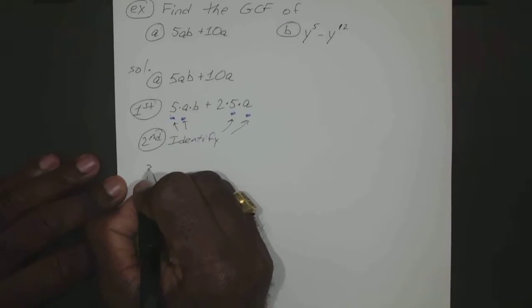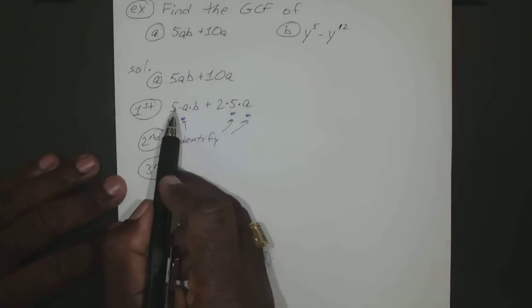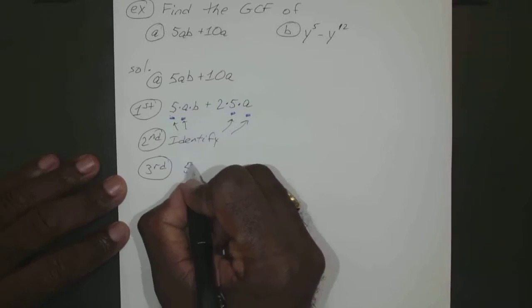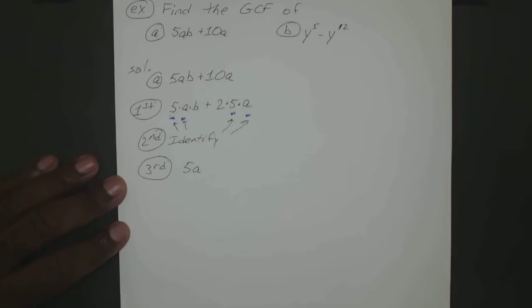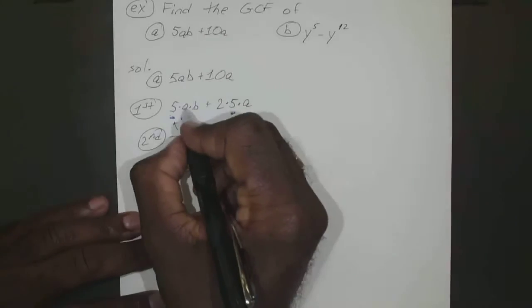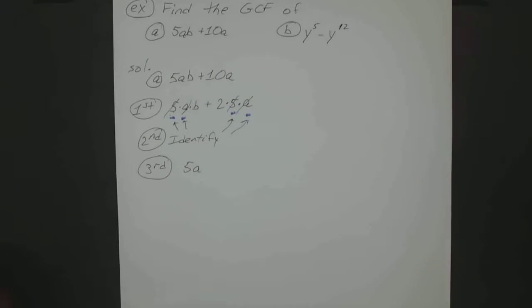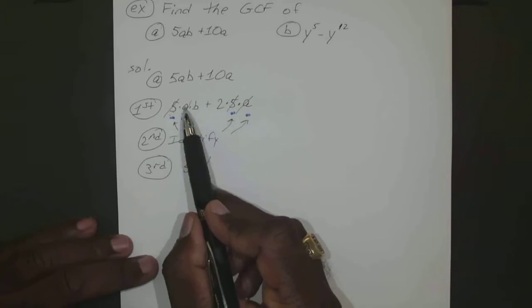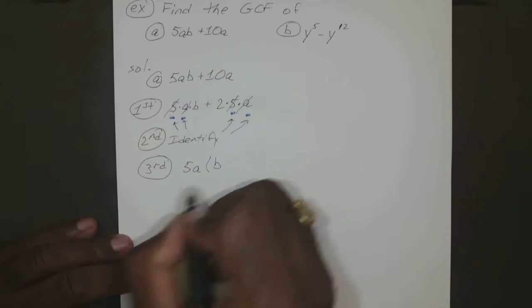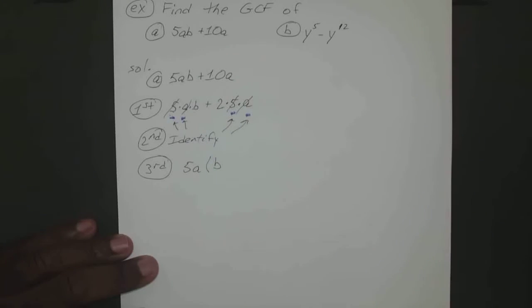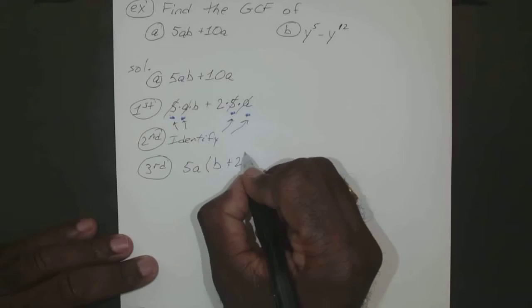Okay. Now, your third step, you're going to pull those out to the front. So since you have a 5 and an A here, you're going to have a 5 and an A there. Now, once you pull them out to the front, you're just going to cross them out. Okay? And remember, everything else lands inside the parentheses. So if you have a B here, after getting rid of the 5 and an A, then that B goes there. If you have a 2 here, after getting rid of the 5 and A, you have a 2 there.